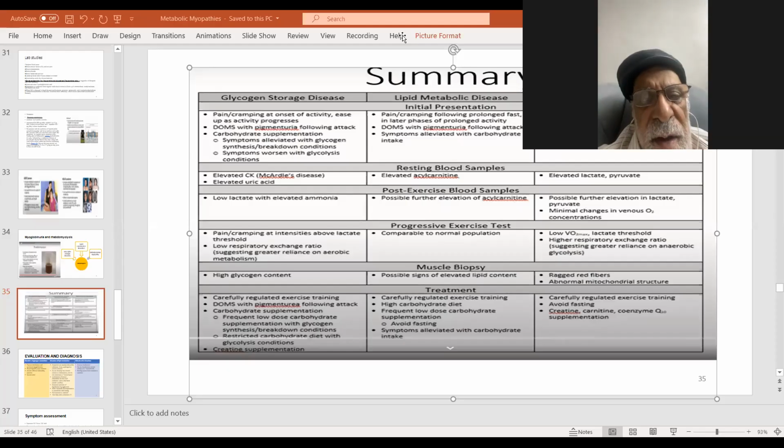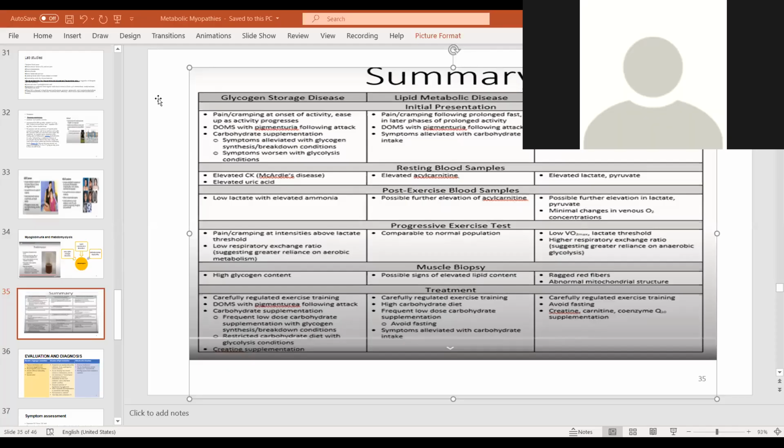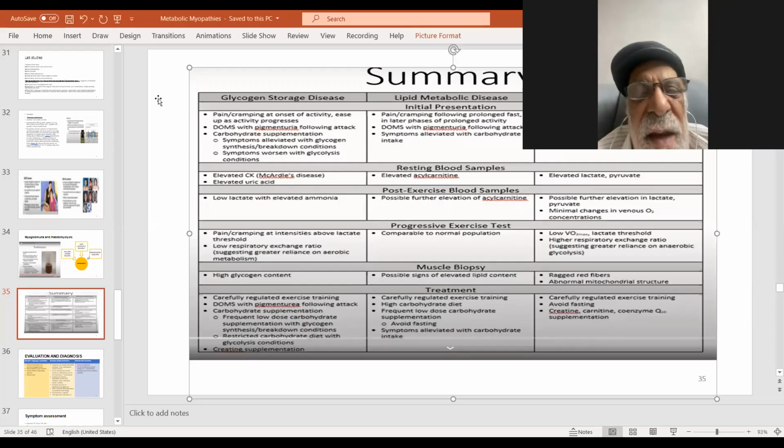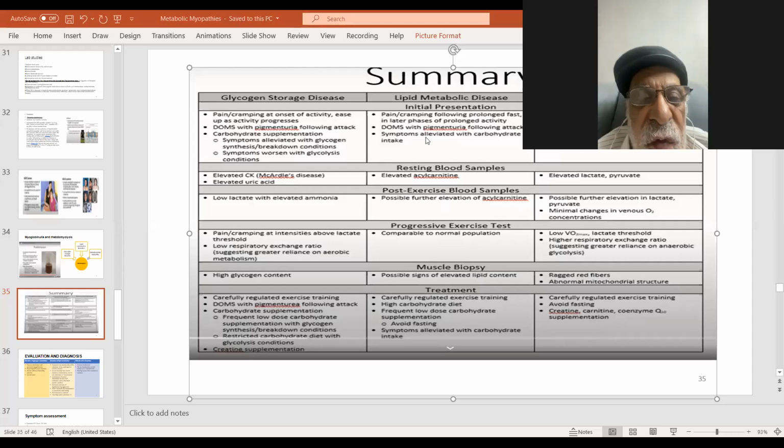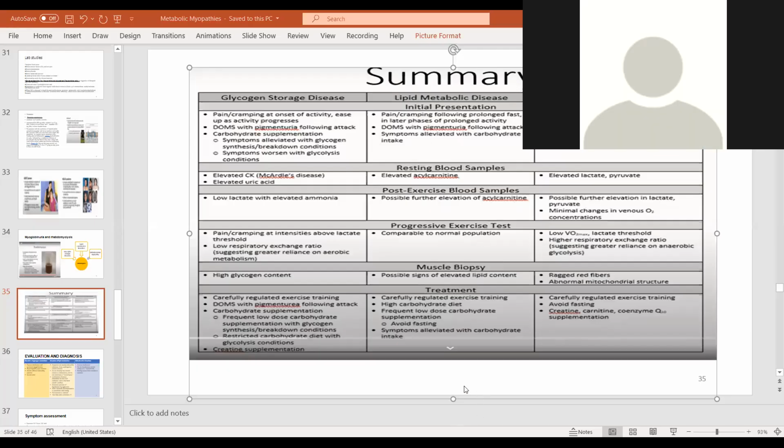In glycogen metabolism, we have either a defect in the glycogen or a defect in the glucose metabolism. In glycogen, we can see a defect in either myophosphorylase, which disrupts the bond.